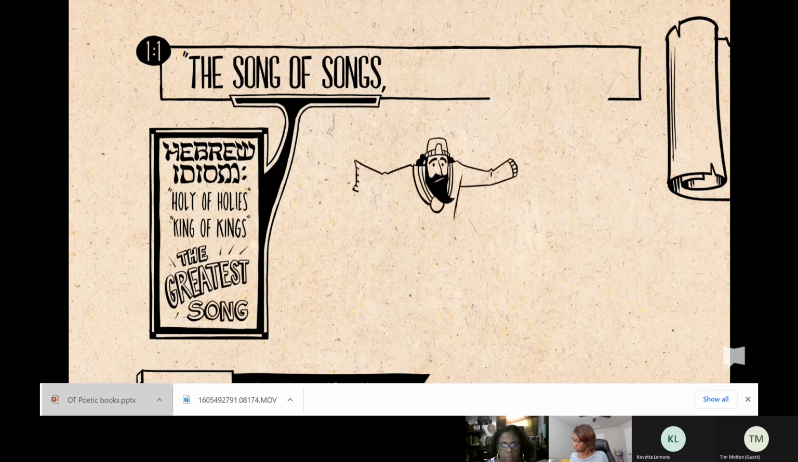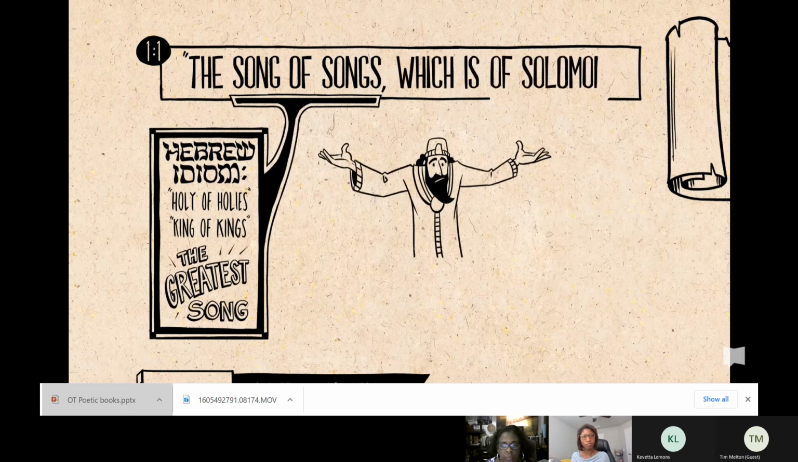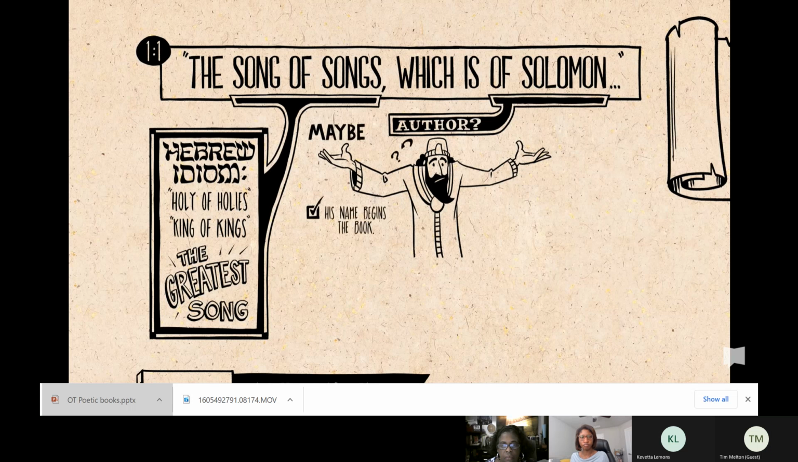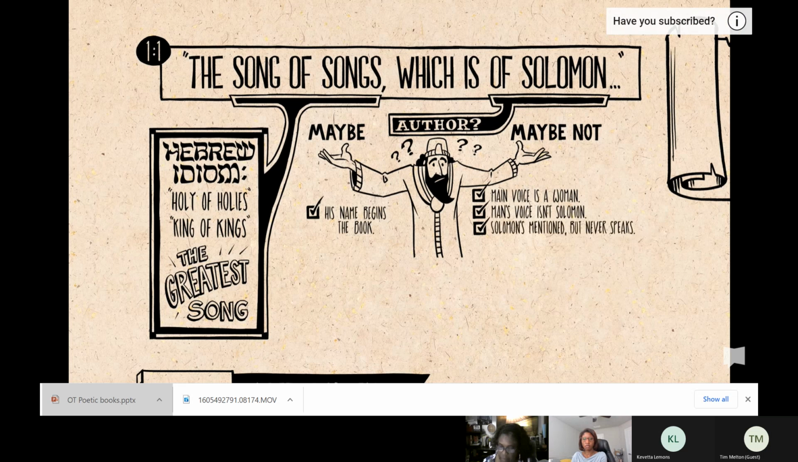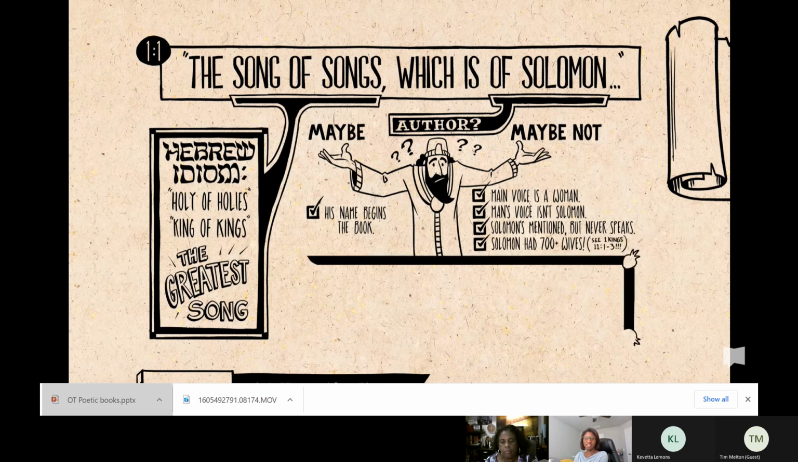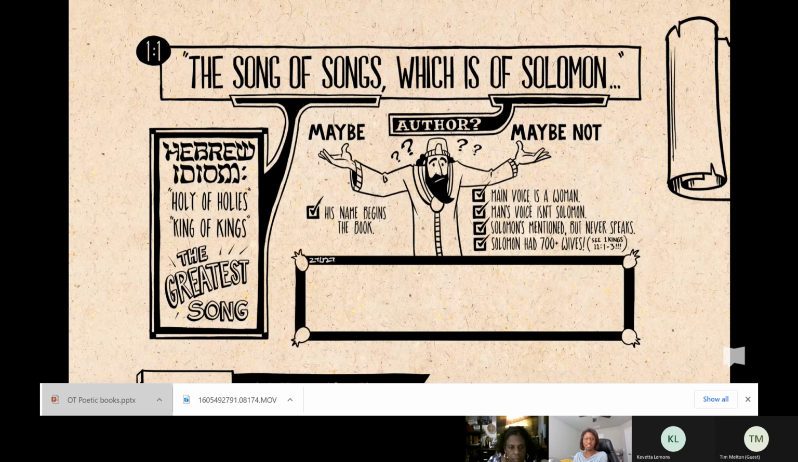Then we're told in the first line that this Song of Songs is of Solomon, which could mean that he's the author. His name does begin the book after all. But as you read the poems, you discover that the main voice is that of a woman called the Beloved. While there is also a male voice, it does not seem to be Solomon's. Solomon is mentioned a couple times in the poems, but he's never a speaker. And you do have to admit, Solomon is a very odd candidate as the author of this book, given the fact that he had 700 wives. For the lovers in the Song of Songs, they are the only ones in the world for each other.